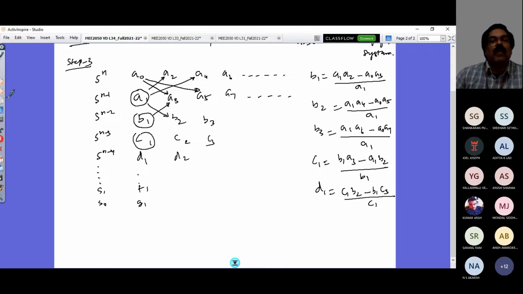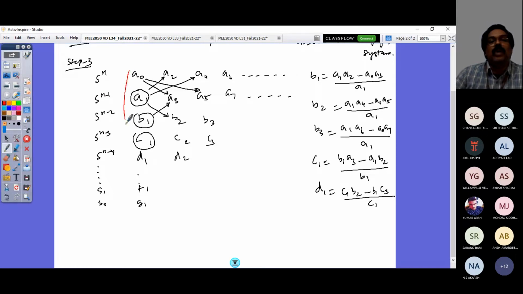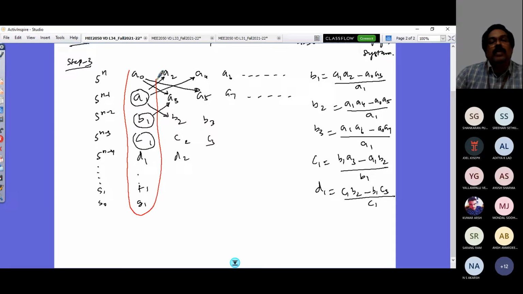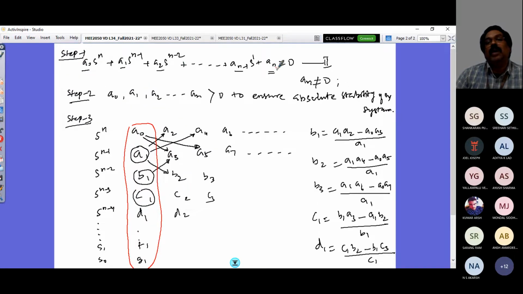So after doing all this, what I should do is look at the first column. If all the elements in the first column are of the same sign, A0 is positive, A1 is positive, B1 is positive, all are positive, that means it is absolute stability. I'm not looking at just the first thing. You have looked at A0, A1, A2, all are positive. Then by itself we can conclude it is a stable system. But that is not sufficient. That's necessary, but not sufficient, because there can be dependency on parameters. You should go through this procedure and double ensure it.